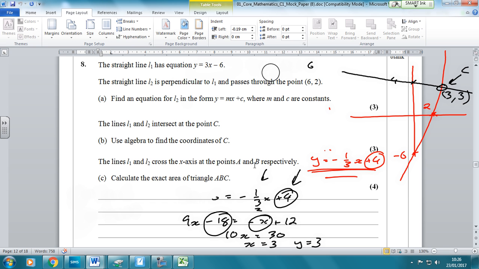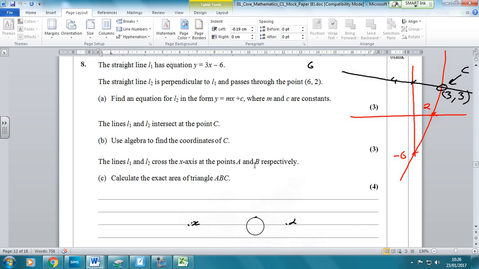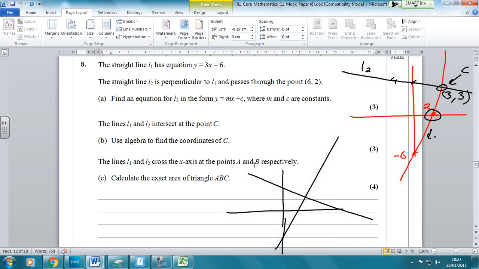The next thing it says, the lines L1, L2 cross the x-axis at points A and B respectively. Now, we know that L1, so if we just say on here, that's L1, and this is L2. We know that this one crosses at 2. So if we do another sketch here, we've got that line, we've got this line here. We know that goes through at 2. We know that they meet at point 3, 3. So that's A, that's B, and that's C. So we've got to find out where that point is there, and then we've got to work out what the area of this triangle is.